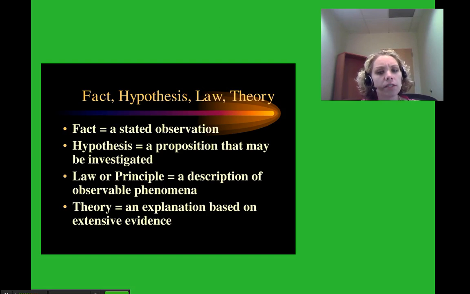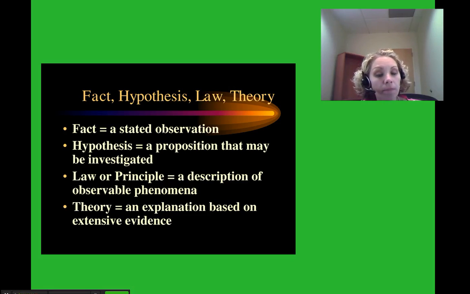Sometimes it gets confusing, these terms like fact, hypothesis, law, and theory. Keep in mind that a fact is something that can be observed. It's an absolute truth. And remember that science is not a collection of facts. A hypothesis is a proposition that may be investigated. A law or a principle is a description of observable phenomena. It's something we can see happen. The law of gravity, for instance.